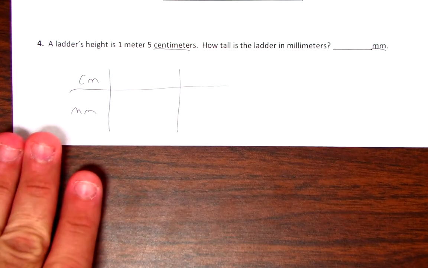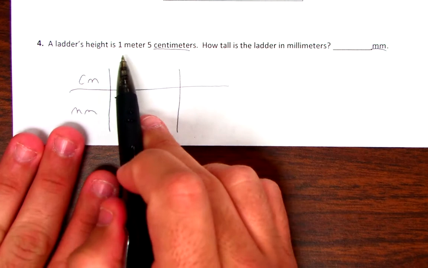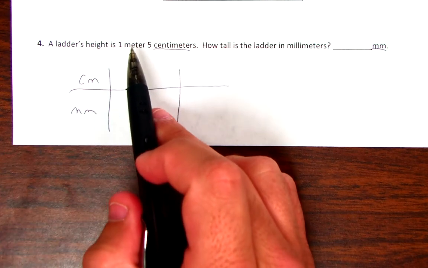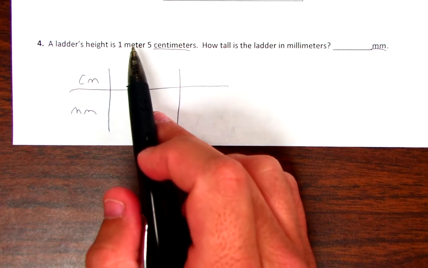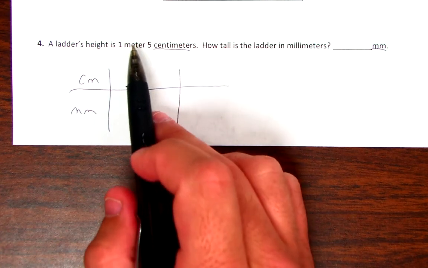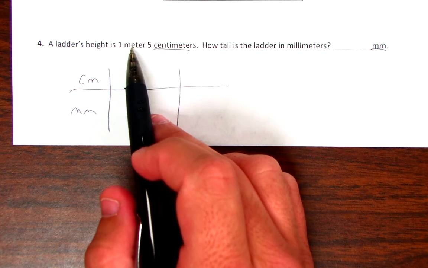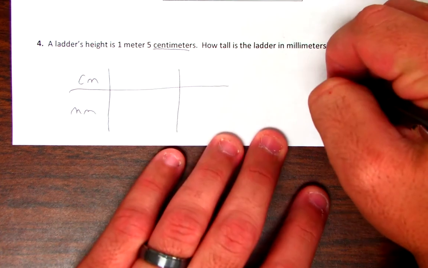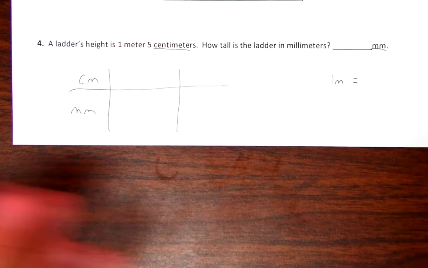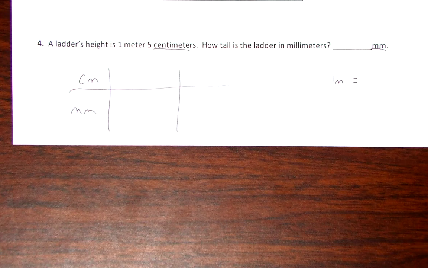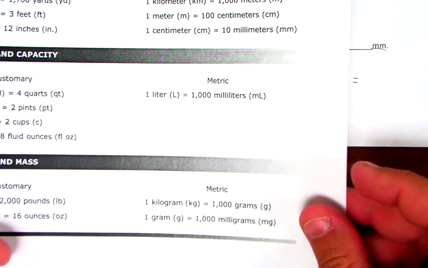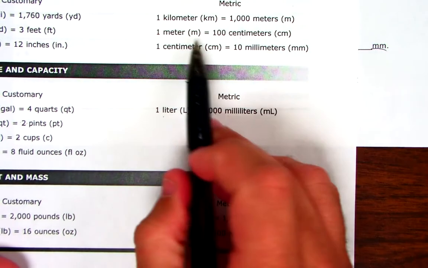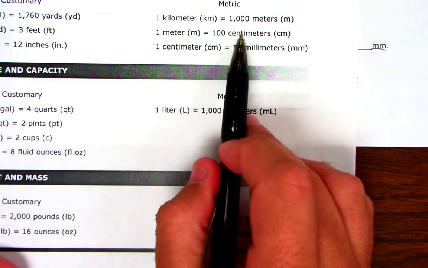But some of y'all are saying, Mr. Nolan, we still have 1 meter here. Well, I know we do. That's the other conversion I'm going to have to do first. I have to do this conversion first. I'm going to turn this 1 meter into centimeters. So if we look at our star chart, 1 meter is equal to 100 centimeters.